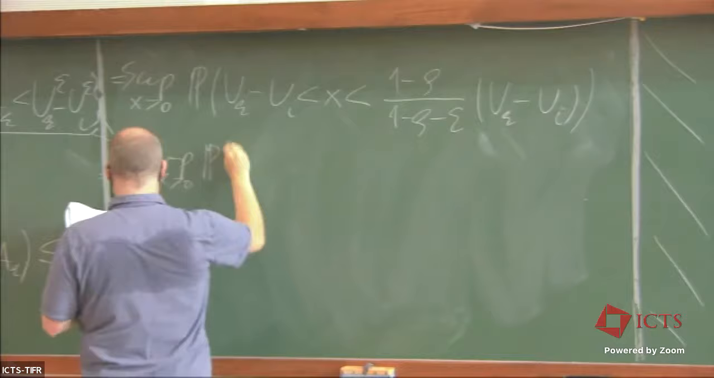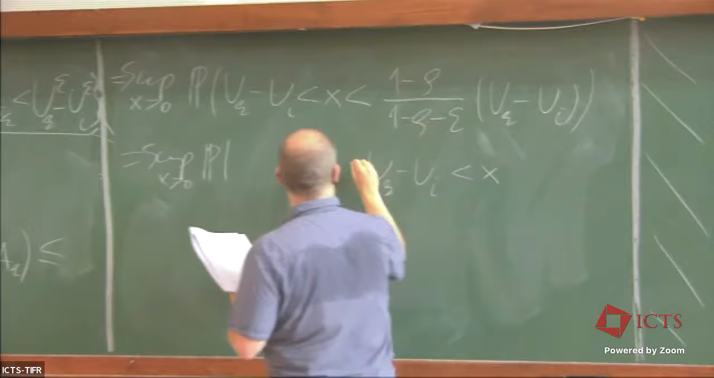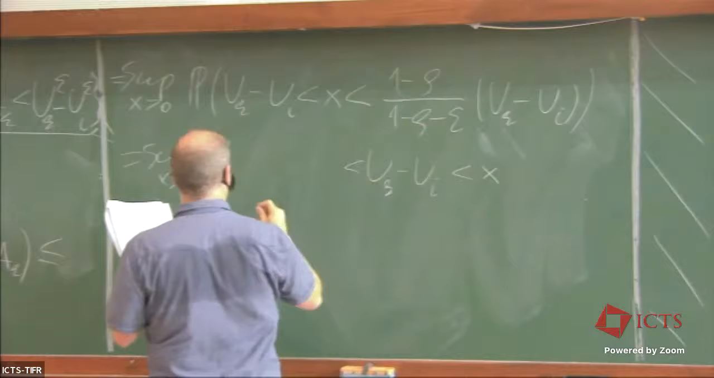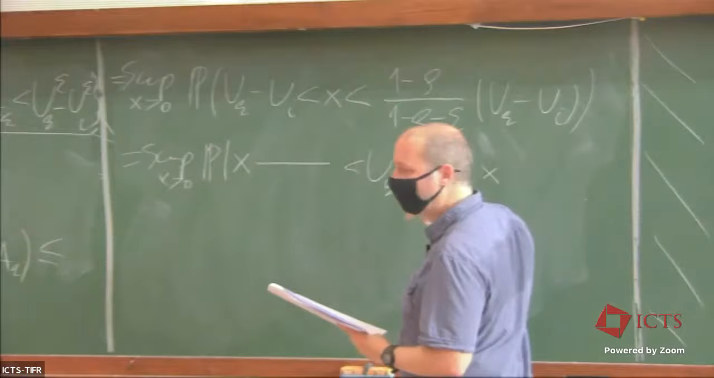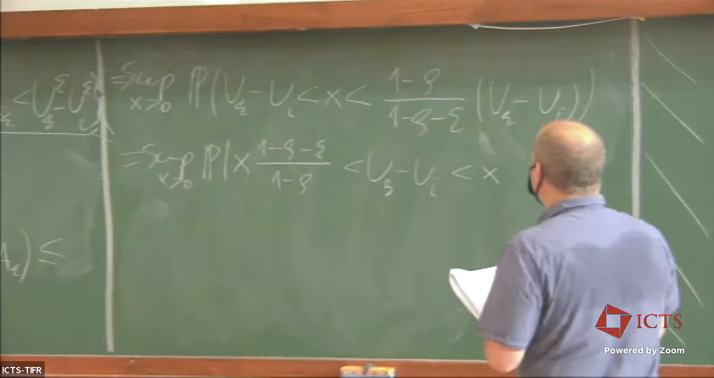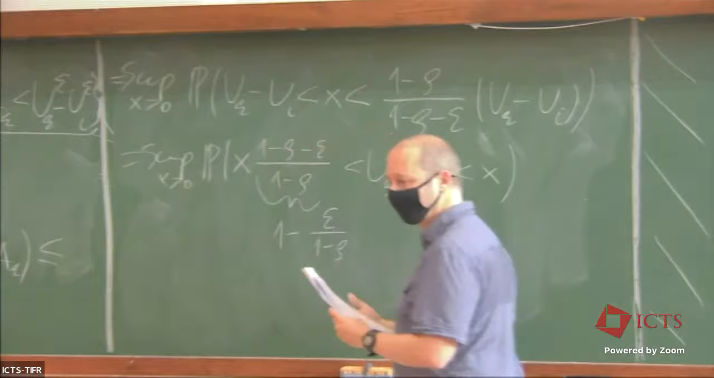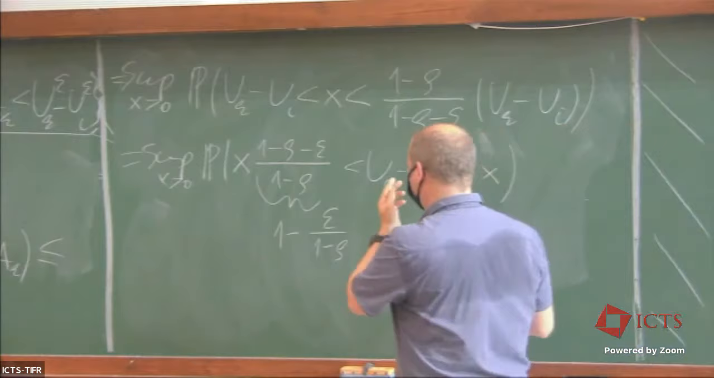So if you solve this, you find that uk minus ui on one hand is less than x, on the other hand is bigger than x times the reciprocal of this other stuff. So x times the reciprocal of this, which is a one minus rho downstairs and one minus rho minus epsilon. That's what I want. But actually, this is really close to one. So this is really one minus epsilon over one minus rho. And that's the main thing, because you're looking at a fixed number of exponentials added up.